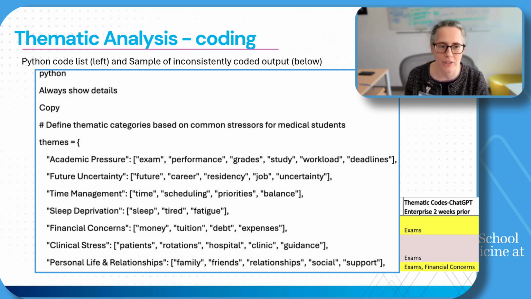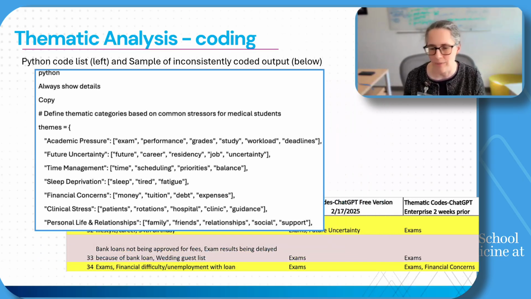You might agree with it coding those for academic pressure, or under sleep deprivation, using words like sleep or tired or fatigue, or under financial, money, tuition, debt, expenses. This makes sense to me, so I'm comfortable with its code list. Is it comprehensive? Of course not. So I have the option of making its code list better, or letting it apply its code list and going from there.